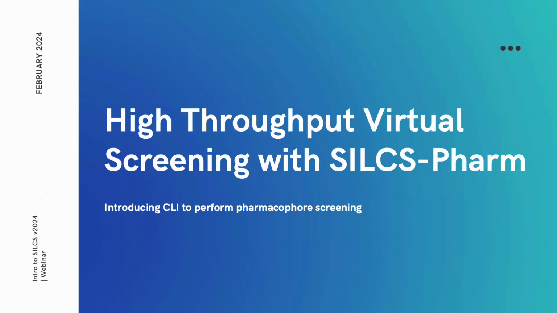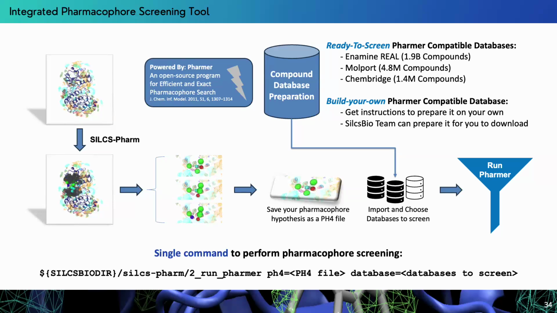Next major feature we have is addition of command line interface support for performing the pharmacophore screening. As described earlier, users can directly transform the SILCS frag maps in a binding site to target-based pharmacophore features using the SILCS farm module, and save the pharmacophore features as PH4 files. Now, we also support running the pharmacophore screening on large databases for these hypotheses using the open source program Farmer integrated in the SILCS farm module.